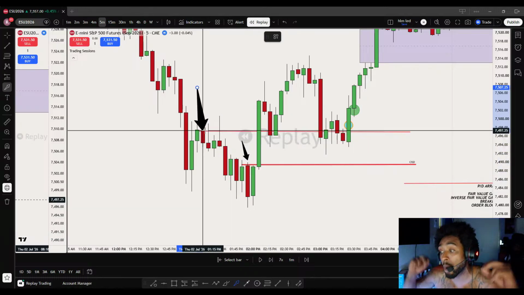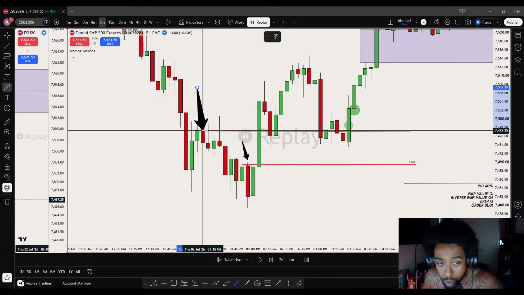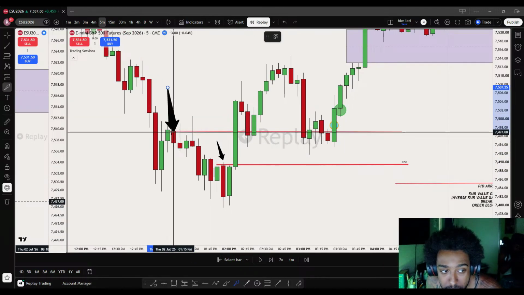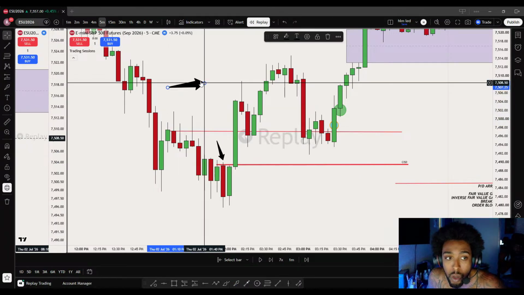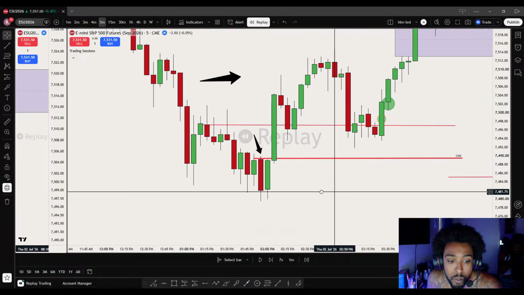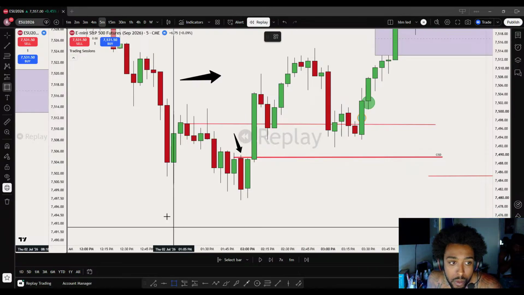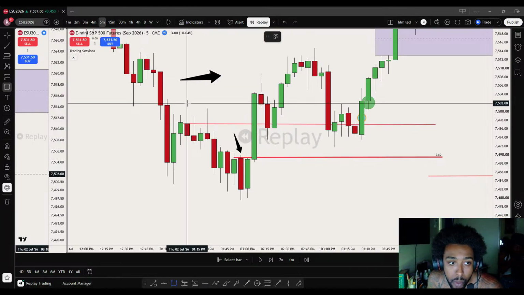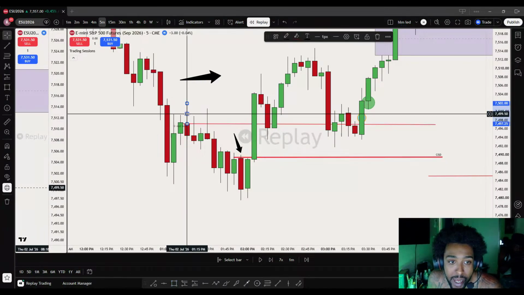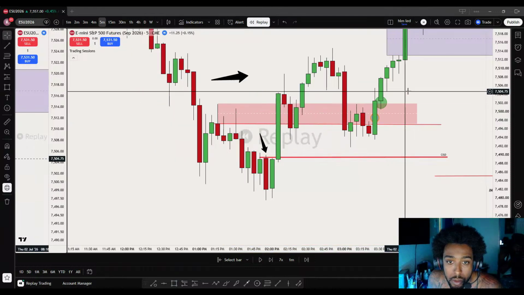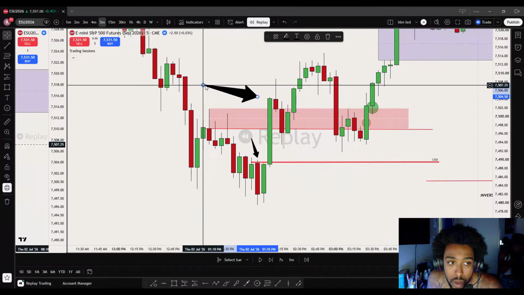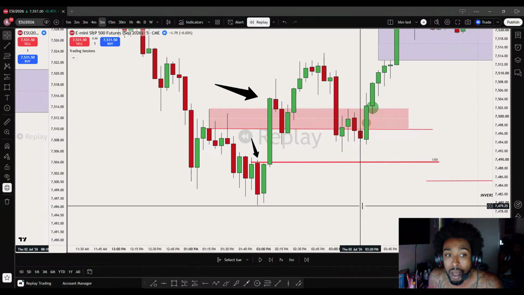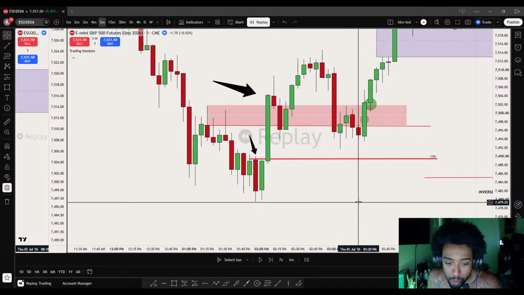Remember what I said, the most sensitive part of the order block is from the opening price of the last candle to the top wick. That's why I draw it like this, from this top wick to the opening price, and then I extend it through. So anywhere in this zone, I'm looking for it to hold, right? But remember, it's not going to be perfect all the time. So let me just draw the order block.